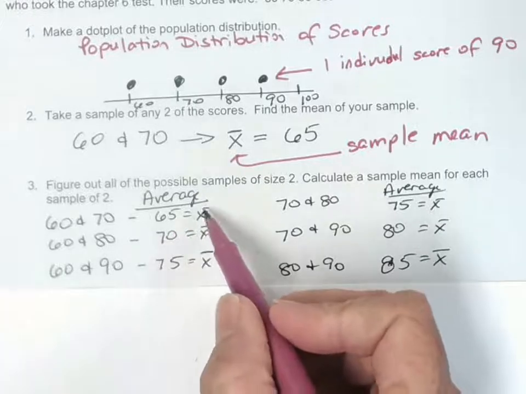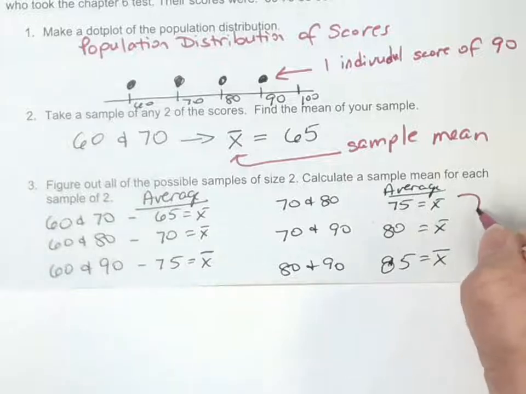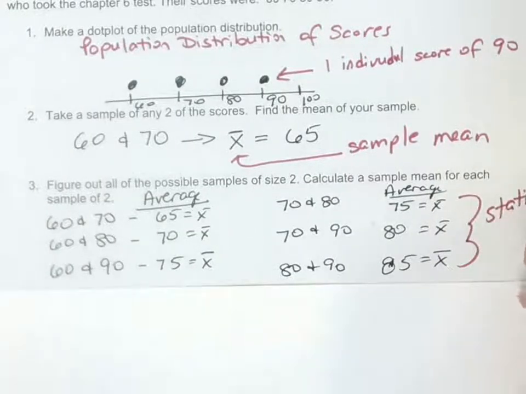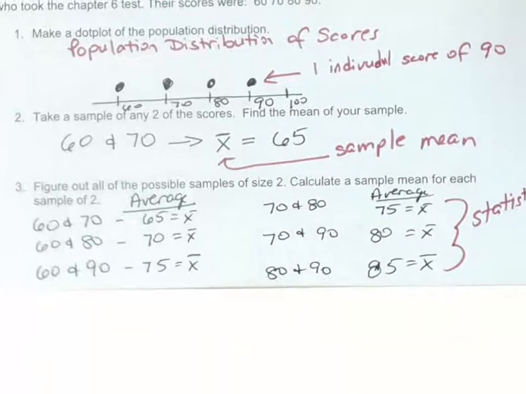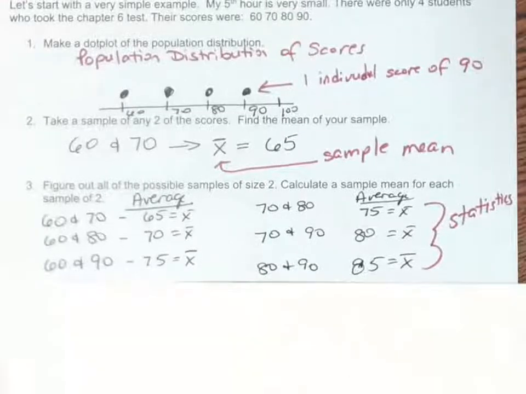Now, each one of these, again, is called X bar, and X bar represents statistics. I know it's about time we got to that, right? Statistics. And statistics simply means it comes from the sample. We get parameters from a population, we get statistics from a sample. So S and S for sample and statistic, P and P for parameters from a population.